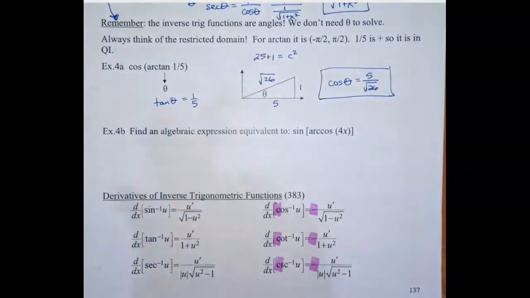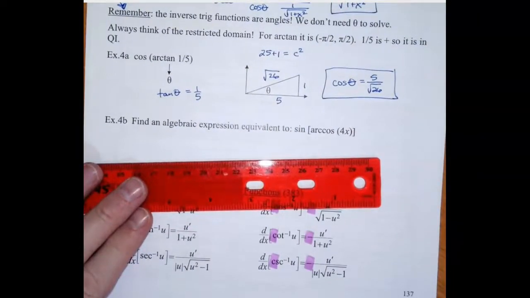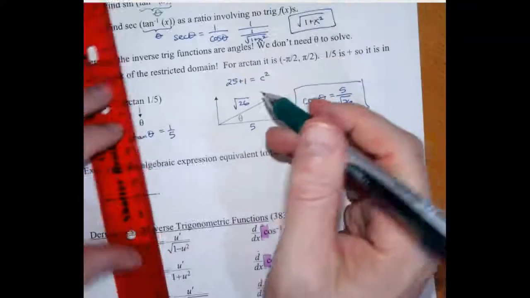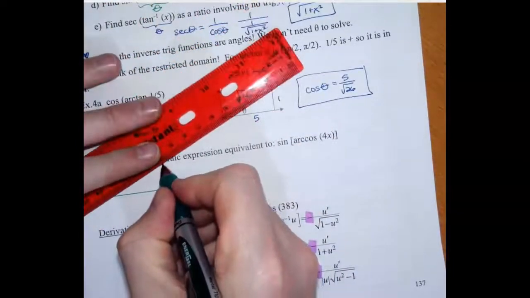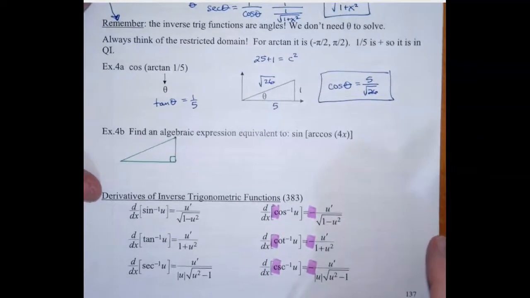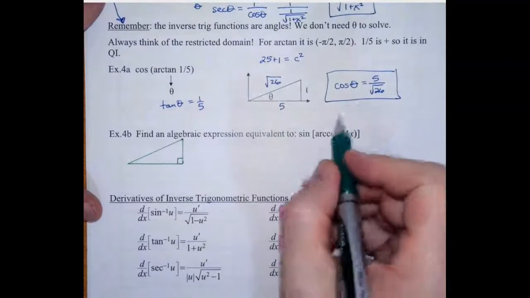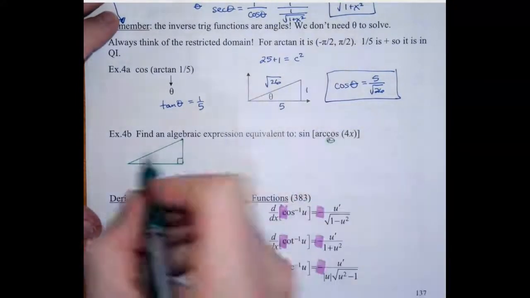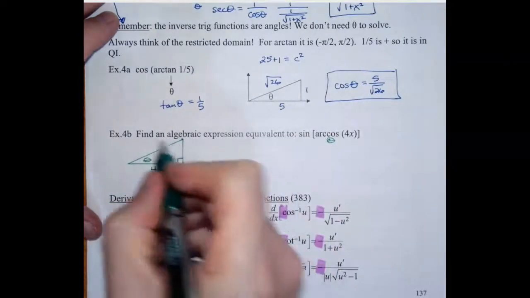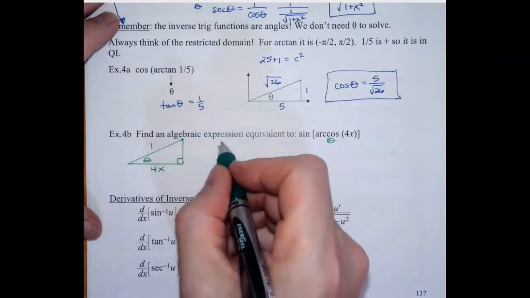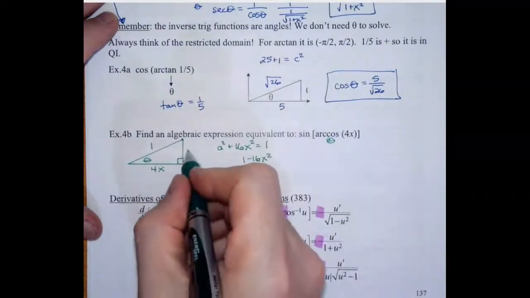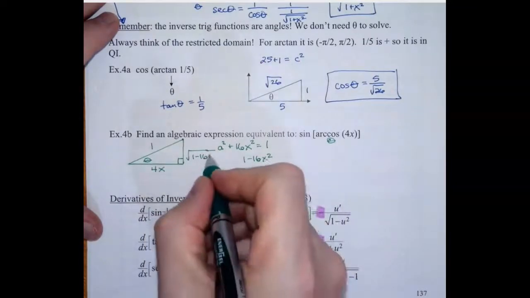Alright, and last one down here before we get to calculus. I want a triangle here. Now we're talking about cosine. So if we think about this as theta, put it right here. Cosine is adjacent over hypotenuse. So we could put 4x over 1. So if we do the Pythagorean theorem, we have a squared plus 16x squared equals 1. So that's going to be 1 minus 16x squared, and we take the square root of both sides. So that's going to be the square root of 1 minus 16x squared.